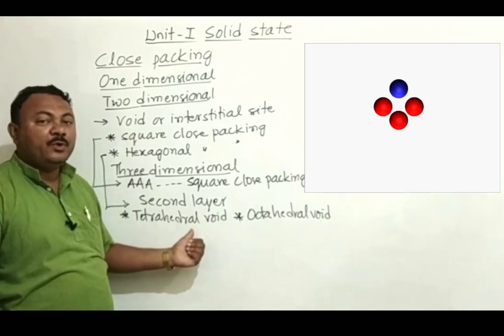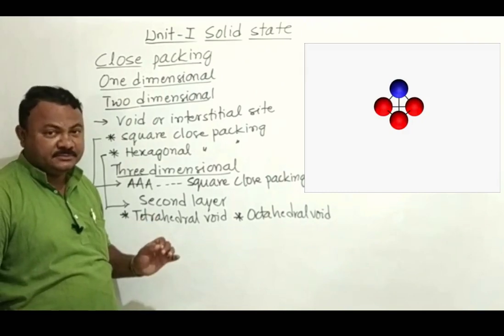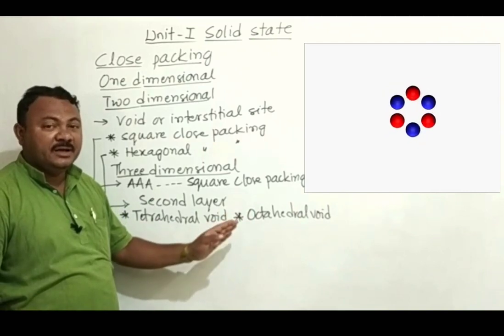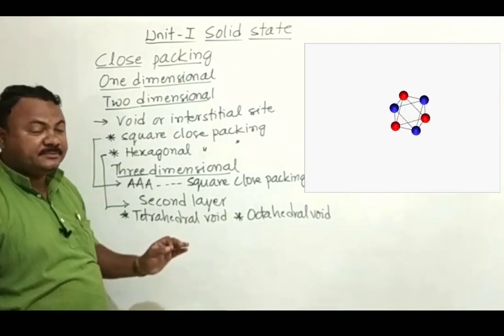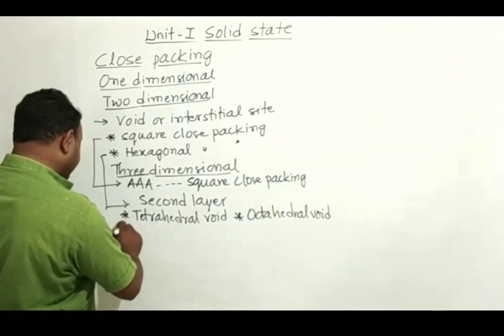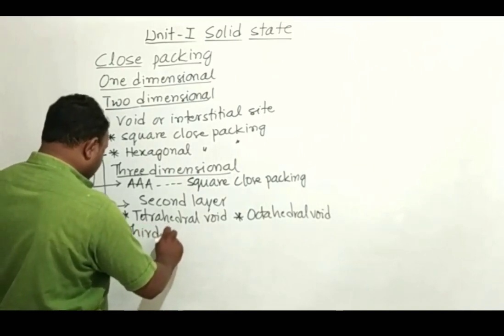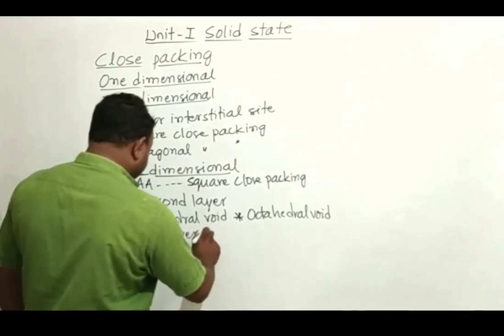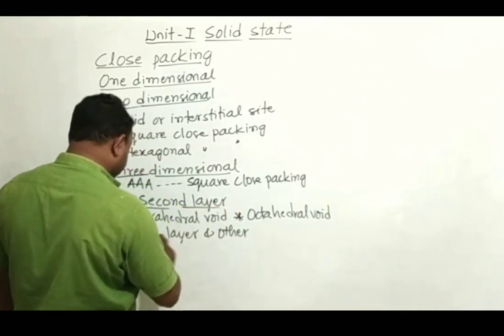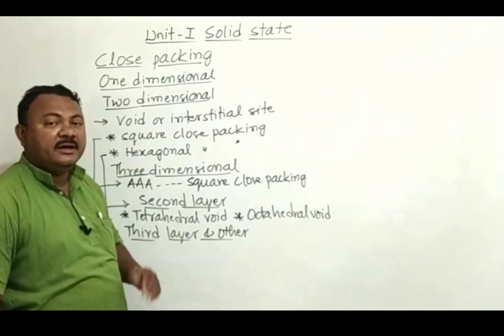The void present between 4 atoms is called a tetrahedral void. It looks like a regular tetrahedron. The void present between 6 atoms is called an octahedral void. It is a regular octahedron. Now we go for placing the third layer. We are placing the third layer and other layers above the second layer.